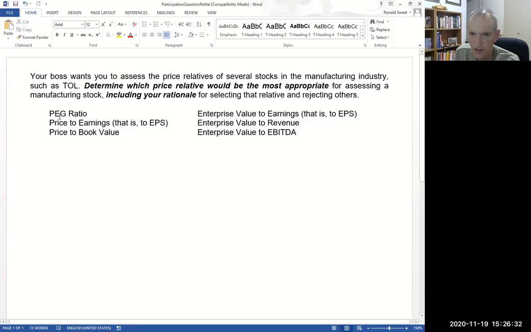There's no calculation, there's no history, there's nothing. All you do here is say, is the PEG ratio the best? Is price to earnings the best? Is price to book? Enterprise value to EBITDA, enterprise value to revenue, the earnings. One of them is just wrong, so you've got to tell me one of them is wrong and why. The other 5 are right ratios, but there's only one, and I'll tell you, there's only one that makes sense for Toll as their main ratio.